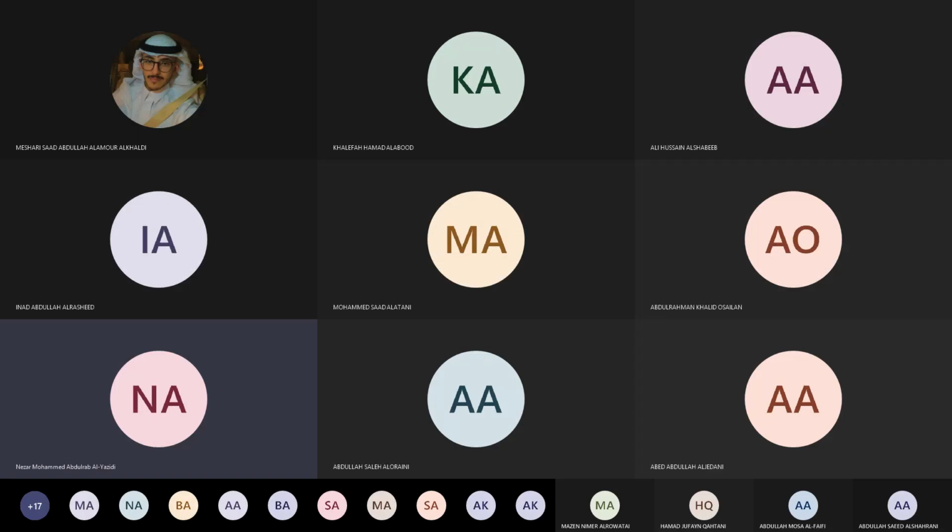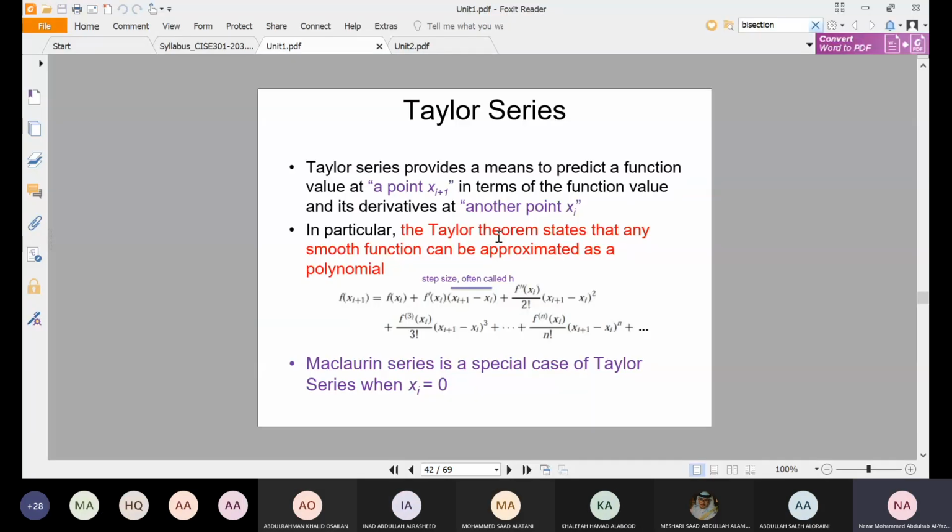Examples, and then we'll take a new topic. We call this alternating series. After the half of this lecture, inshallah, we'll start finding the roots. Okay, unit number 2, finding the roots: how we find the roots of linear or nonlinear equations.